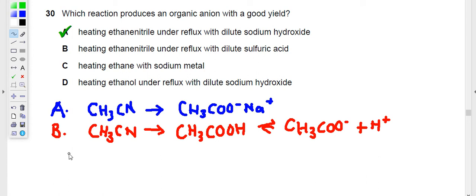Let's look at C now. Heating ethane with sodium metal. No reaction. Ethane will not react with sodium metal, thus will not give us any anion. D. Heating ethanol under reflux with dilute sodium hydroxide. We use sodium hydroxide, heat together with ethanol. Ethanol is not a strong acid, not even a weak acid. It will not react with sodium hydroxide. So D is also not the answer. So the answer to this question is A.